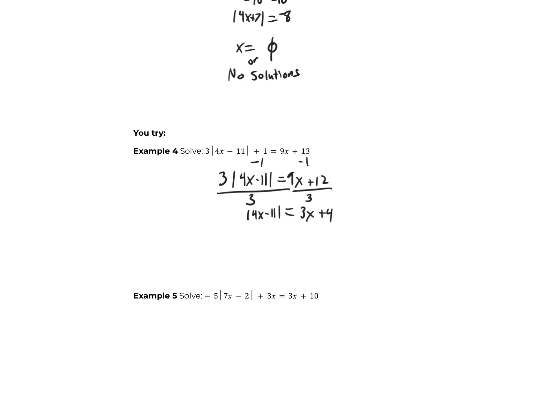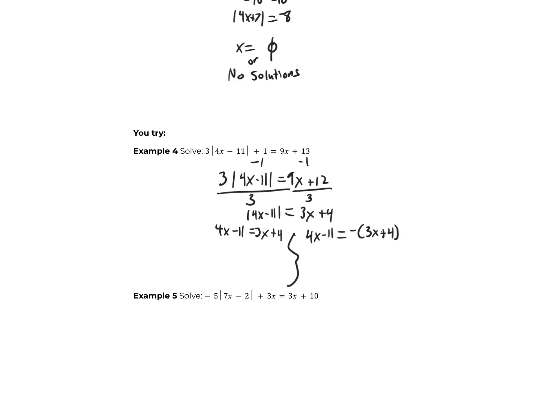All right, so now we are going to make a positive and a negative version of that. So we have 4x minus 11 equals 3x plus 4. And then we have 4x minus 11 equals the negative version of that, so negative outside of 3x plus 4. All right, so it doesn't matter the order you solve it in, just keep them separated.